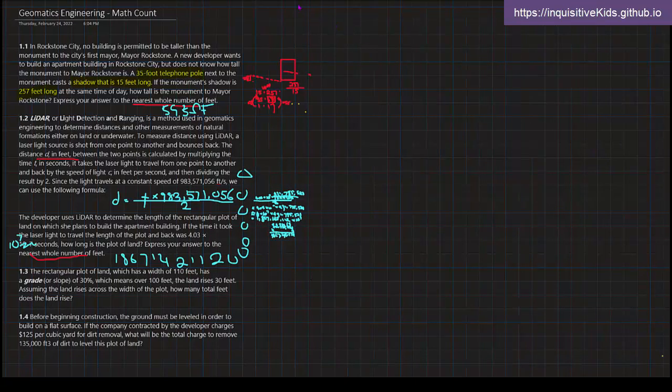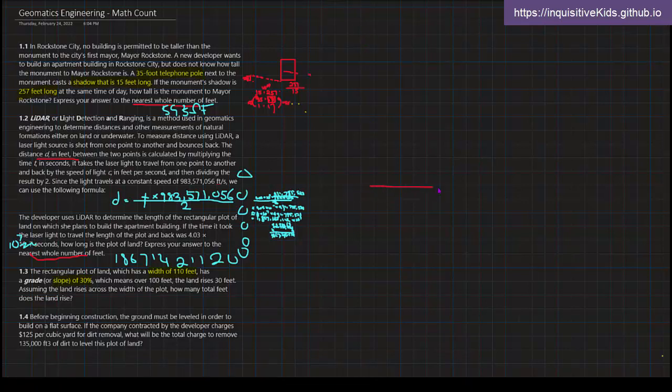Okay, now we're moving on to problem 3. The rectangular plot of land, which has a width of 110 feet, has a slope or grade of 30%. So this means that over 100 feet, the land rises 30 feet. So let me quickly show you what it means.